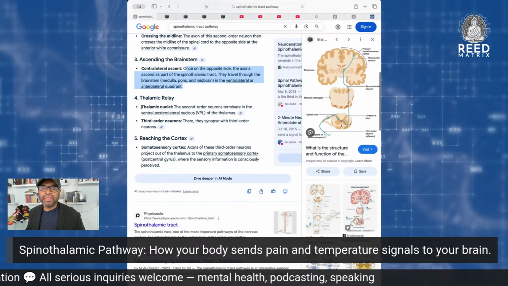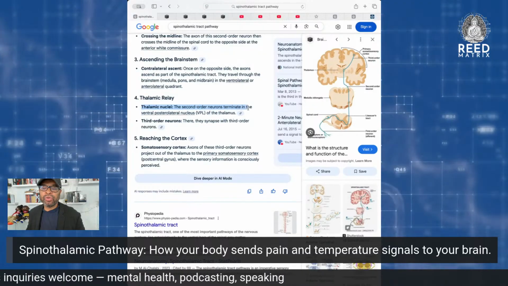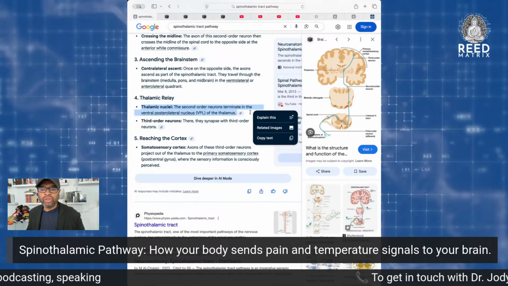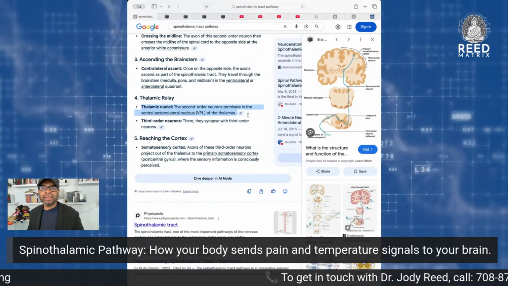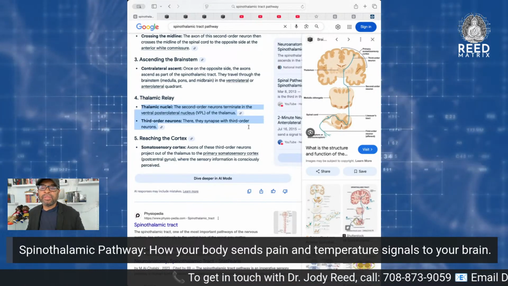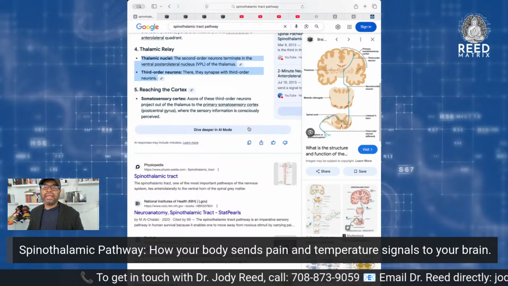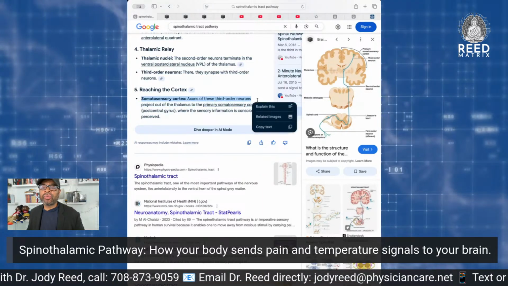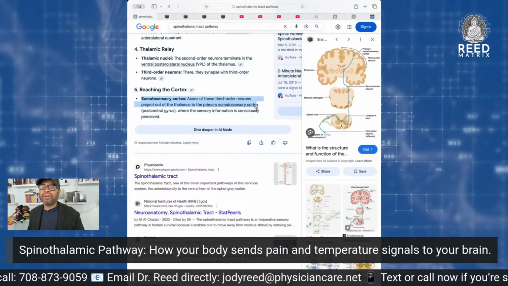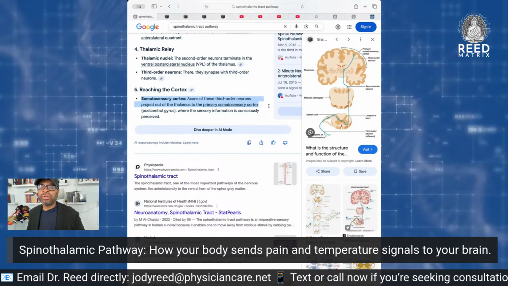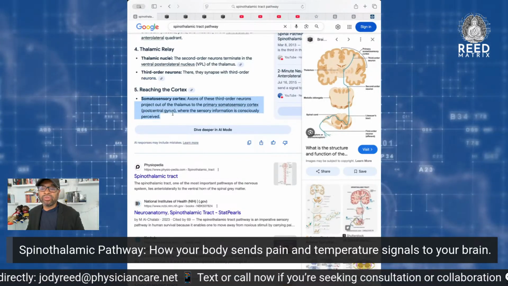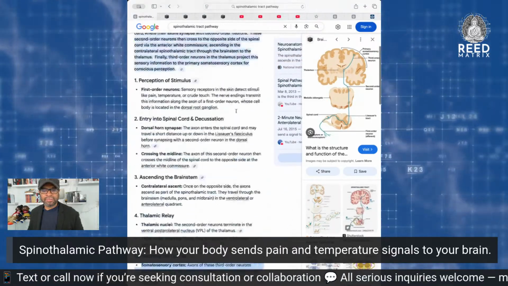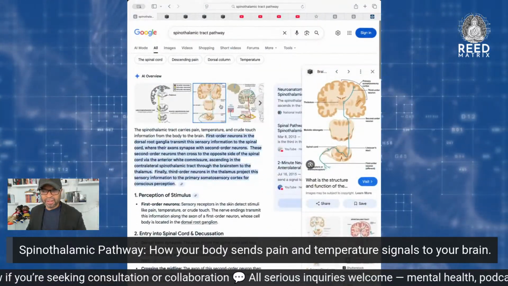Thalamic relay. The second order neurons terminate in the ventral posterior lateral nucleus, VPL, of the thalamus. Third order neurons: they synapse with third order neurons reaching the cortex. Somatosensory cortex: axons of these third order neurons project out of the thalamus to the primary somatosensory cortex, right? That is the postcentral gyrus, where the sensory information is consciously perceived. So I think we got a really good look at that.